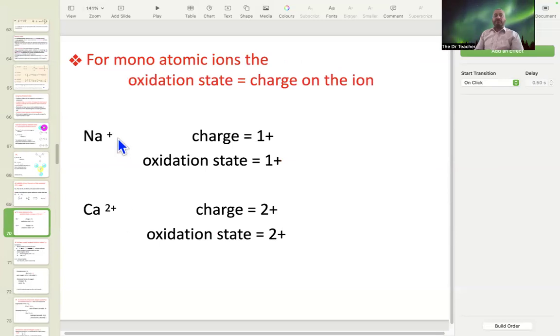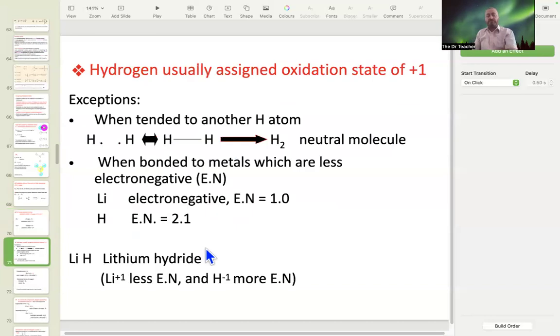Now we come to the monoatomic ions. Oxidation state equals the charge on the ion. Sodium, calcium. Each sodium ion can lose 1 electron and become positively charged. So the oxidation state of sodium will be +1. Calcium can lose 2 electrons to become +2, and the oxidation state will be 2+.